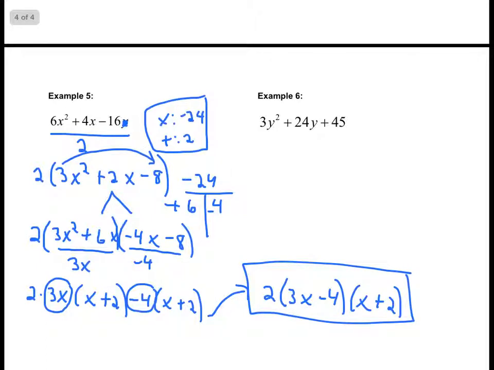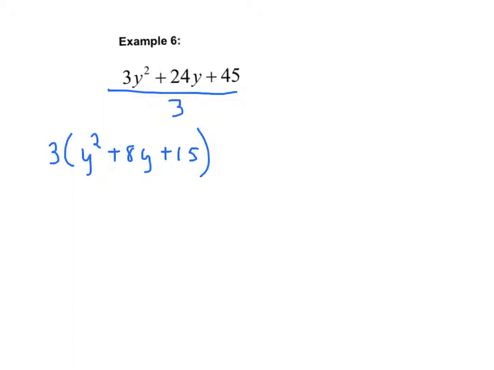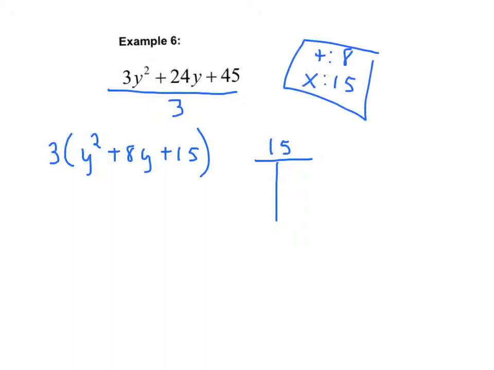All right, try the last one on your own if you can, and then pause this and double check. Okay, I'm going to divide out a 3, it looks like, as the GCF. 3 in front, y squared plus 8y plus 15. And since a is 1, I can do the abbreviated version of this. So I'm looking for numbers that multiply to c, which is 15, but add to b, which is 8. And the first thing that comes to mind is a 3 and a 5.